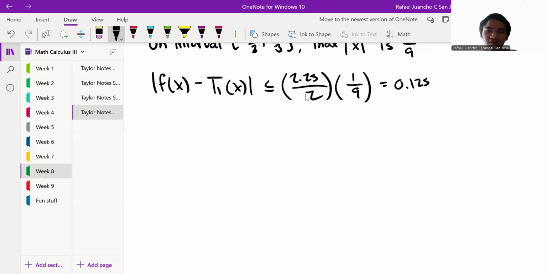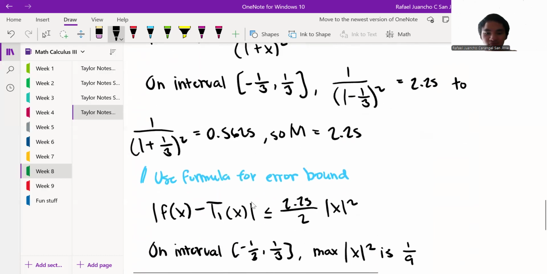Or no, no, no. I'm kidding. I meant if I do a bigger error, then that is sure to work, right? There has to be a way I can write this so that I'm not.